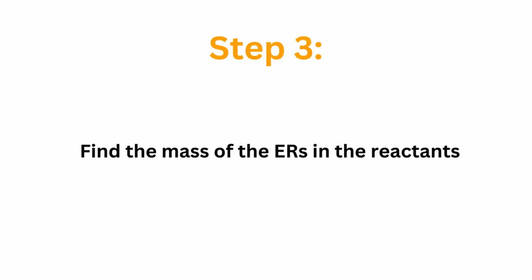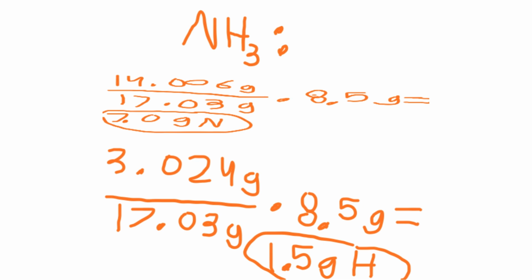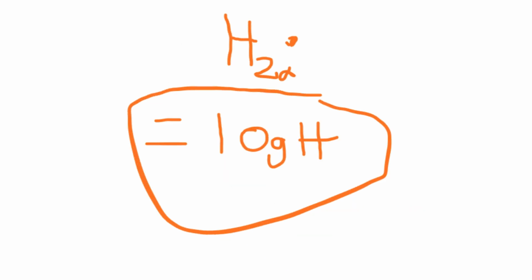Our third step is to find the mass of the excess reactants in the reactants. We can do this the same way we did for the products. Yes, percent composition really is this easy. For carbon monoxide, there is 14.3 grams of oxygen within it. For ammonia, it has 7.09 grams of nitrogen and 1.5 grams of hydrogen. Finally, it is simply stated that there is 10 grams of hydrogen, so no work is needed here.